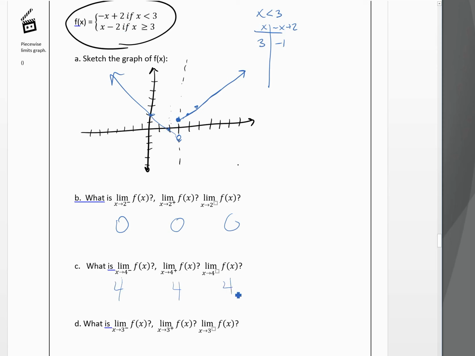And then now we want to look at 3, and 3 is this interesting place where the function changes, right? It changes here at 3. And that's where we really have to be careful. So when we're coming from the left, coming down here, the left-handed limit is negative 1. When we're coming from the right, the right-handed limit is 1. And since those are not equal, the limit does not exist.